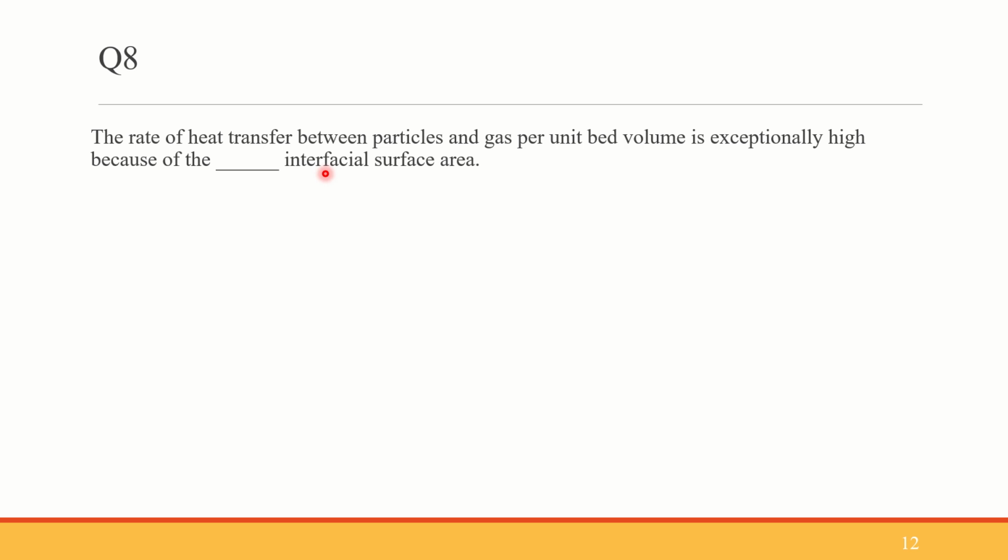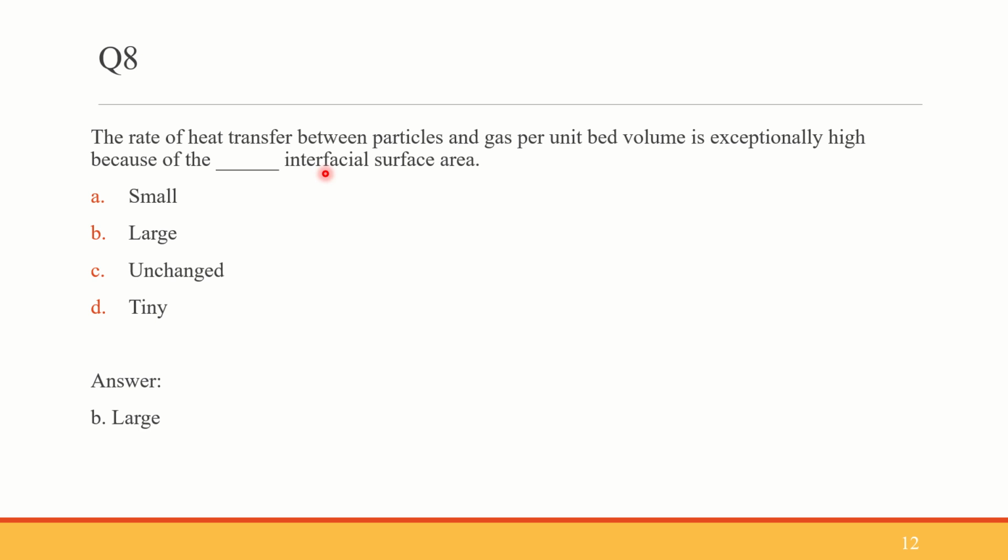So we look at the options once. Option A, it is small. Option B, it is large. Option C, it is unchanged. Option D, it is tiny. As we know, it is increased, or in other words, it is large. So option B is the right answer.